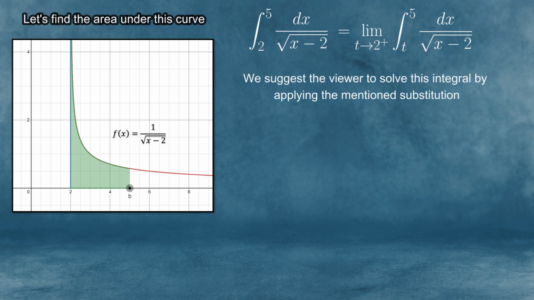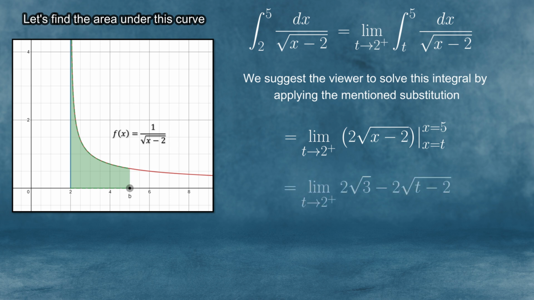We can solve this integral by applying substitution. u equals x minus 2 and du equals dx, which results in 2 square root of x minus 2, which we need to evaluate from t to 5. If we do so, and then we take the limit when t goes to 2 from the right, our result for this area will be 2 square root of 3.